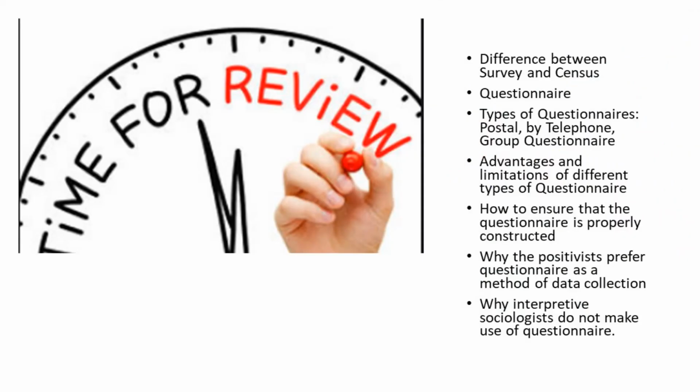It is time to recap what we addressed today. We differentiated between survey and census. We defined what is a questionnaire. We looked at the types of questionnaires: postal questionnaire, questionnaire by telephone, group questionnaire. We explained the advantages and limitations of different types of questionnaires. The lesson also gave hints on how to ensure that the questionnaire is properly constructed. We address why the positivists prefer questionnaires as a method of data collection compared to the interpretivists who would not use questionnaires.